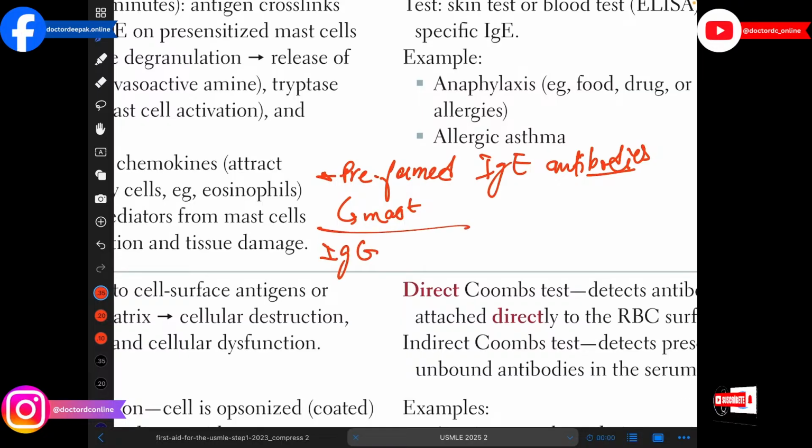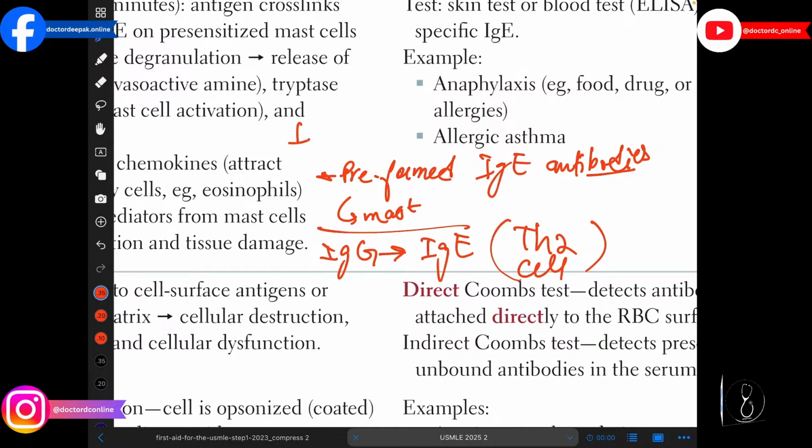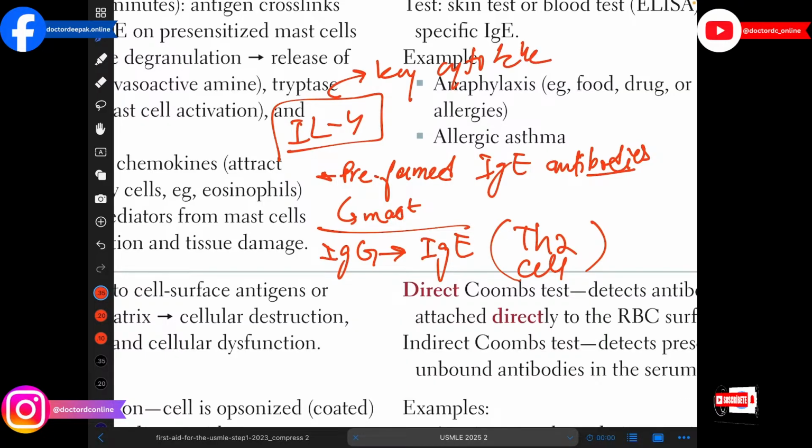Basically, what is going to happen? It is converted to IgE by class switching, and that is driven by the humoral response, and this response requires T helper 2 cells. T helper 2 cells do the class switching, and interleukin 4 is a key cytokine for IgE production. And guys, there is no complement. IgE does not activate the complement system, as you guys know.